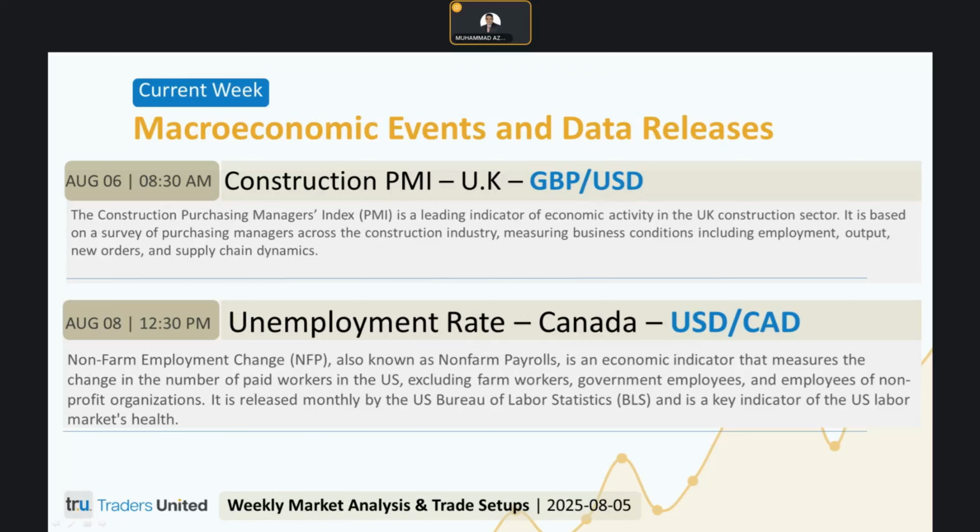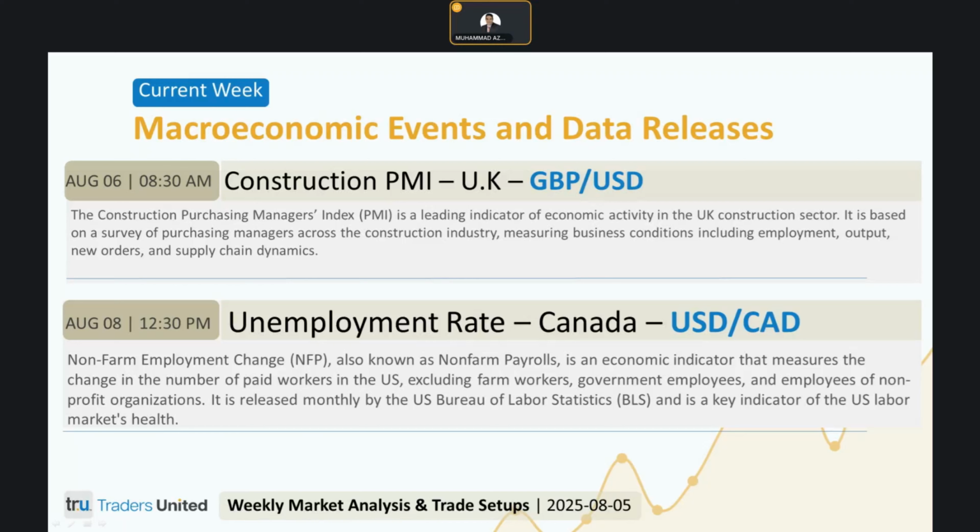On the other hand, a rising unemployment rate suggests economic weakness and may lead to rate cuts, weakening CAD and pushing USD CAD higher. So, August 8th, 2025, the upcoming unemployment rate data: the previous number we got is 6.9%, the forecast is 7%. The actual data is not released yet.